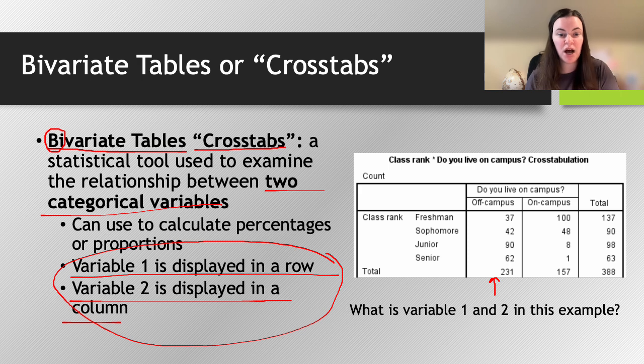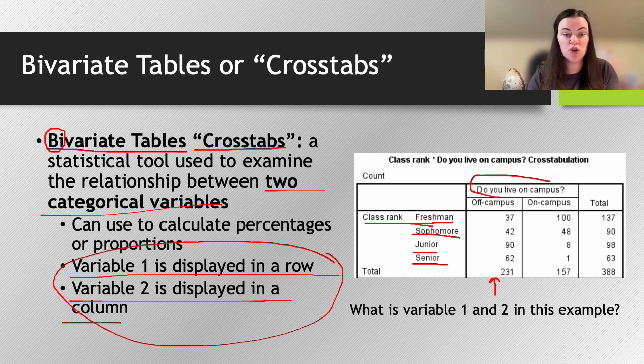Okay, if you paused the video, you should know that variable 1 are those that are displayed in the rows. So in this case, it's class rank. So I have freshmen, sophomores, juniors, and seniors. And my variable 2 is going to be displayed in a column. And that question here is, do you live on campus? What I can see here as well is that there were 2 options, whether they lived off campus or on campus. And so those are our 2 variables.